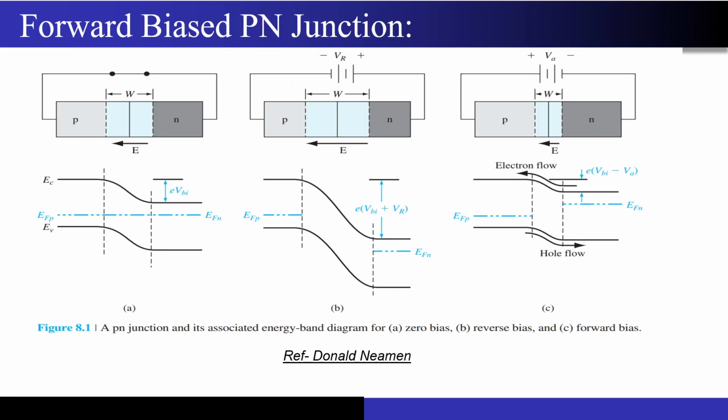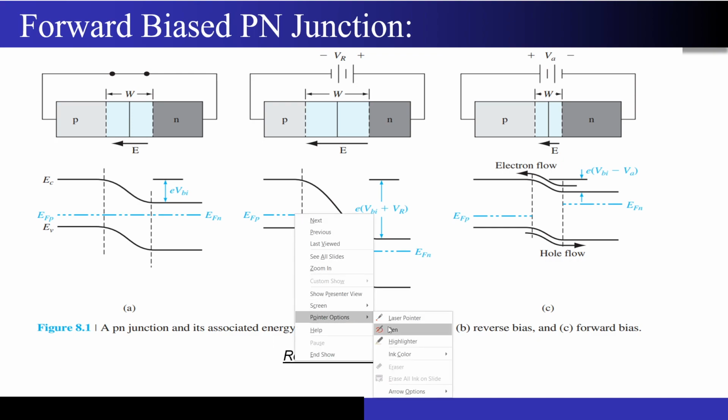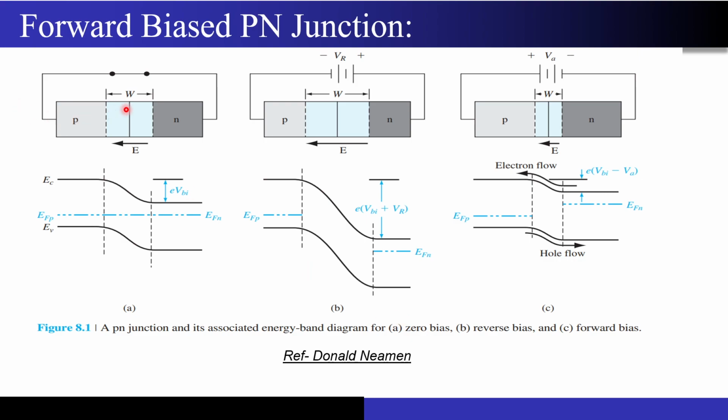Now, before moving on to the next question, which will be based on the forward bias concept, let's look at what is actually happening. Let me turn on the laser pointer, just a minute. Yeah, so this was on the left side. This was the case when you are not applying any bias, and you have a constant Fermi level. Why? Because the semiconductor material is in equilibrium.